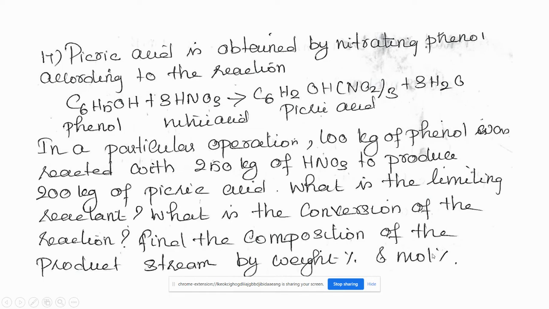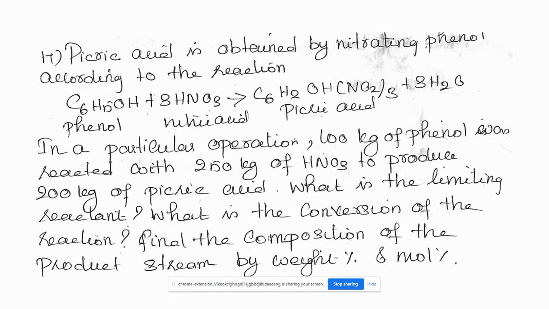So once again I repeat, picric acid is obtained by nitrating phenol according to the reaction C6H5OH plus 3HNO3 gives C6H2OH(NO2)3 plus 3H2O. In a particular operation, 100 kg of phenol was reacted with 250 kg of nitric acid to produce 200 kg of picric acid. What is the limiting reactant? What is the conversion of the reaction? Find the composition of the product stream by weight and mole percentage.